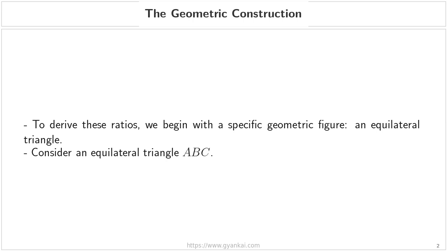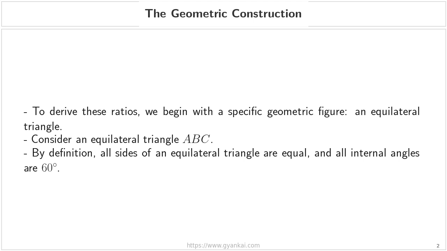Let's look at step 1, where we define our triangle. Imagine or draw an equilateral triangle and label the vertices A, B, and C. Now, remember the fundamental properties of an equilateral triangle. By definition, all of its sides are equal in length, and all of its internal angles are exactly 60 degrees.